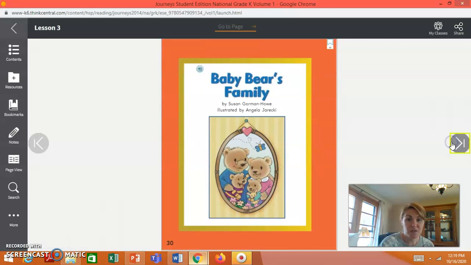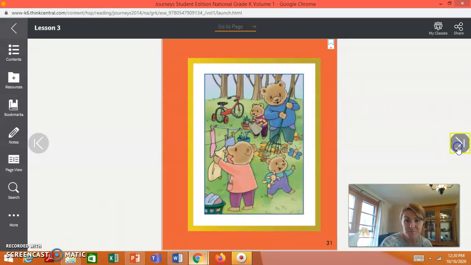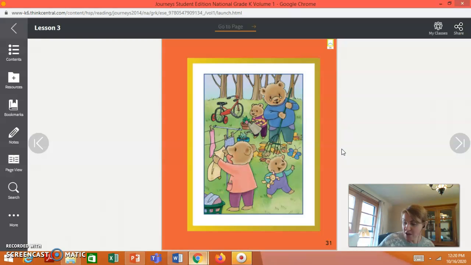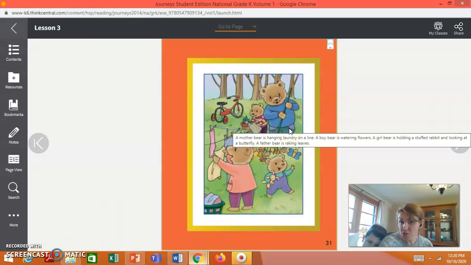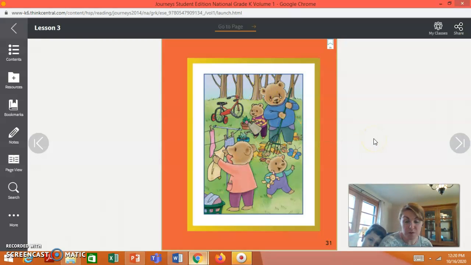We are going to read this story called Baby Bear's Family. And you can talk about what is in the picture. So say, "Oh, I can tell the story just by looking at the picture." So use your imagination to tell a story about what's happening in the picture.